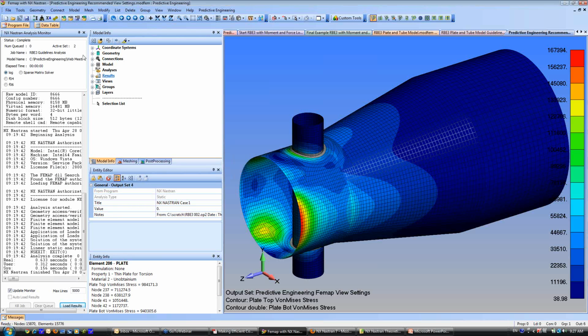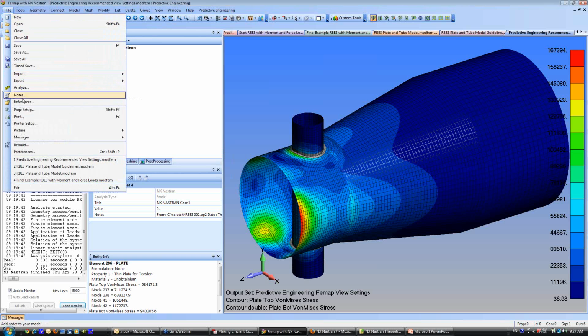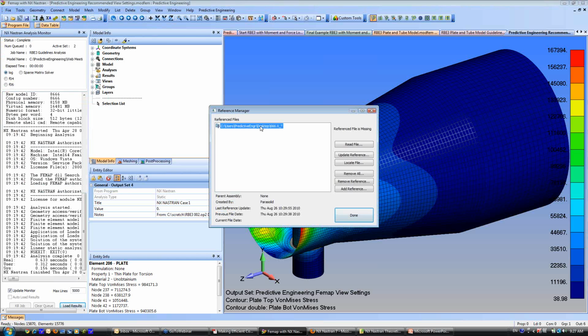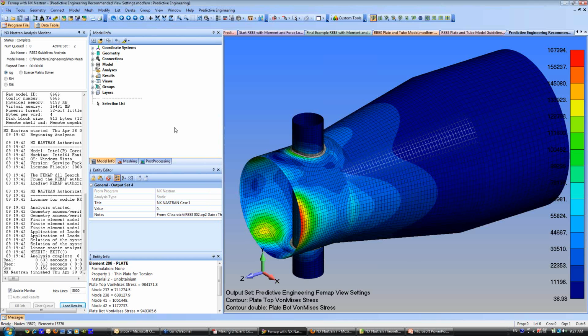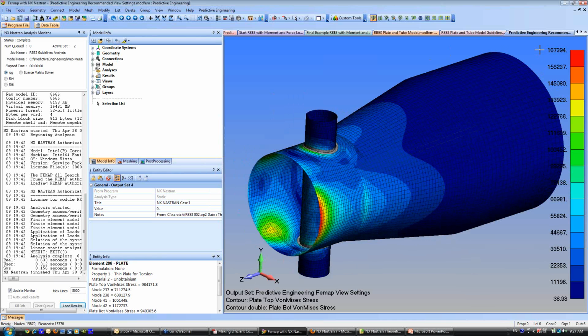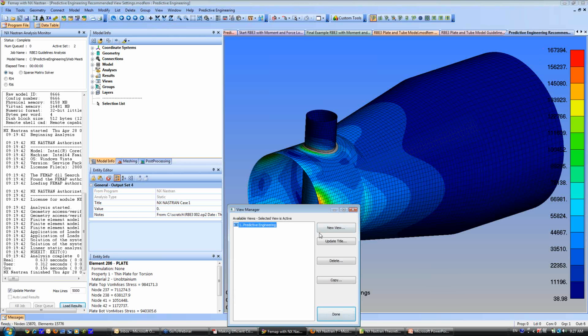Interesting. I thought I had that turned off. References. Use references. Okay, remove all. Done. Then that won't bug me anymore. This is all in a database. Create, manage, we'll manage, give it a new title, update title.